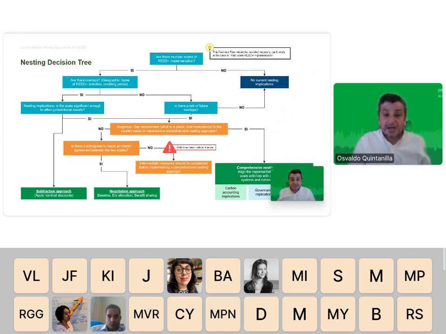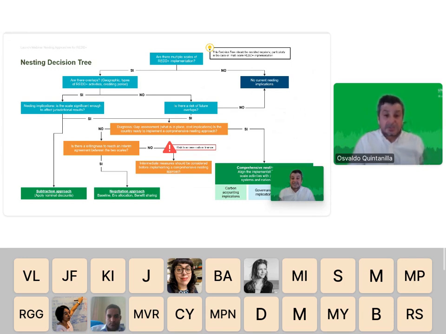And the question is, are there overlaps between these different scales? So noted here, the overlaps can be geographic. It means the same area is covered by both a project and a jurisdictional program, related to the type of REDD Plus activity, or to the crediting period. It means both initiatives generate emission reductions in the same year. If there are no overlaps, again, there are no current nesting implications. But if the overlap exists, we need to assess the significance of this overlap.